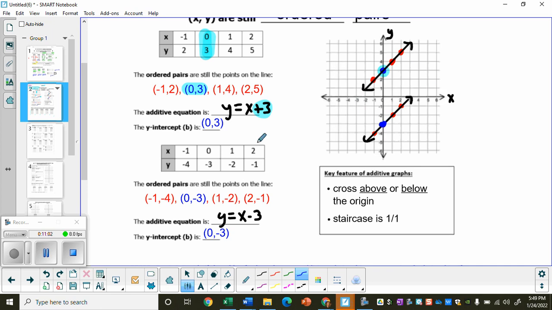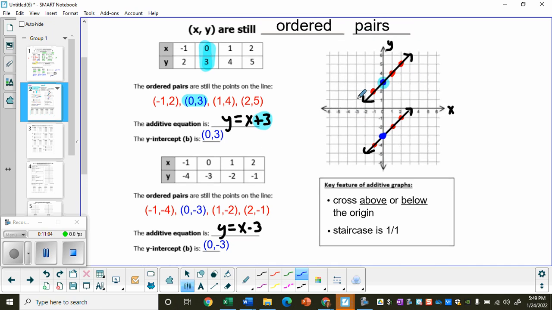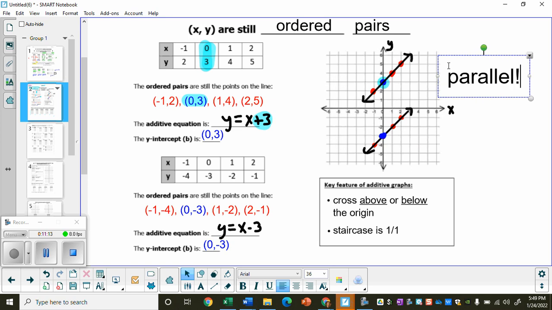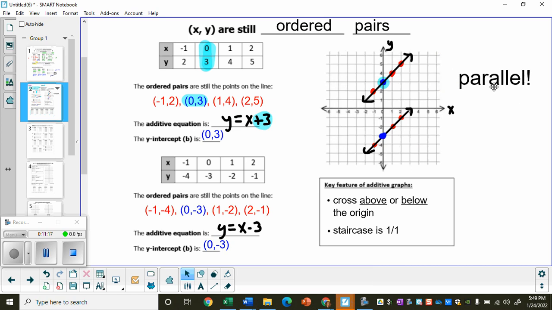All right, now let's look at a couple of key features of this graph. One thing I want to point out is that these lines are parallel. I'm going to have you guys jot that down over here. The lines that we're graphing in this unit should be parallel lines. You know you're doing things right if you make parallel lines. The first one was x plus 3, so it should cross above the origin, while the one here is x minus 3, and it's going to cross below the origin.